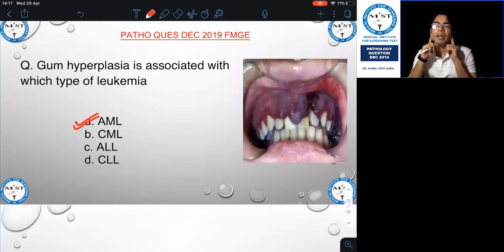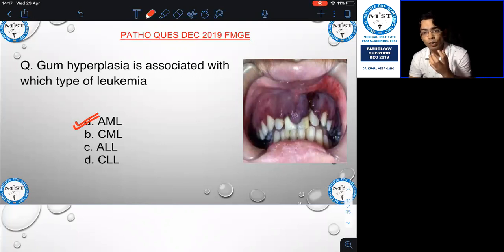Gum goes to the periphery. So peripheral is AML, and anything central is ALL. This is how I've learned it. Okay, because they're asking about gum hyperplasia, the answer for this will be acute leukemia.